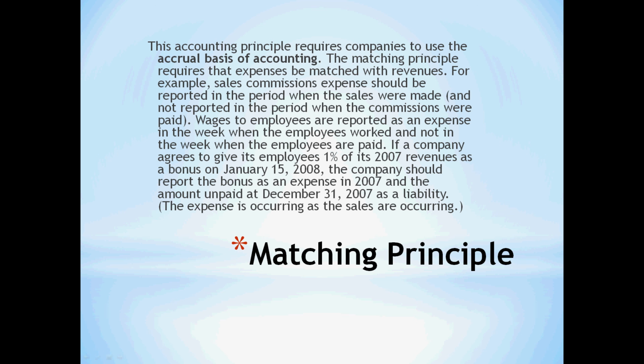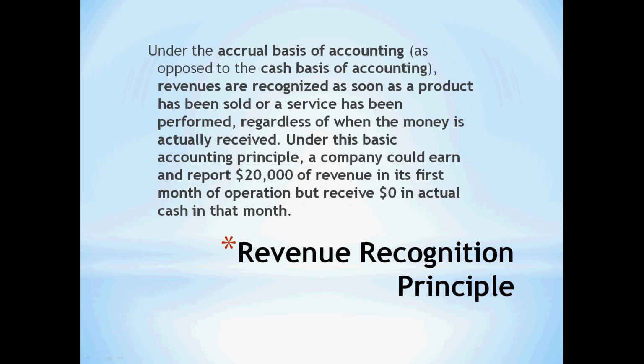If a company agrees to give its employees 1% of its 2007 revenues as a bonus on January 15, 2008, the company should report the bonus as an expense in 2007 and the amount unpaid at December 31st, 2007 as a liability. The expense is occurring as the sales are occurring. That is the matching principle.